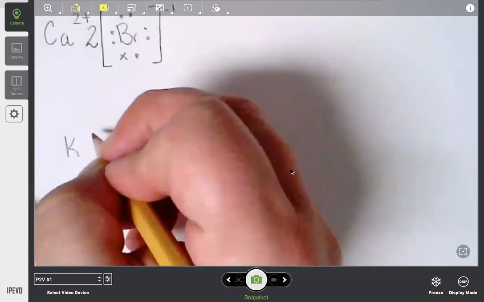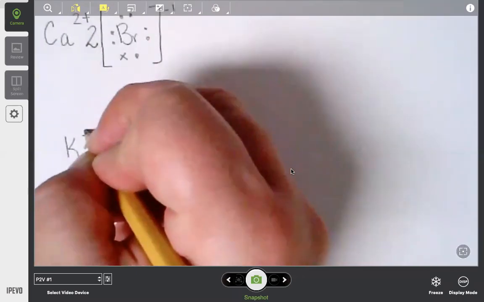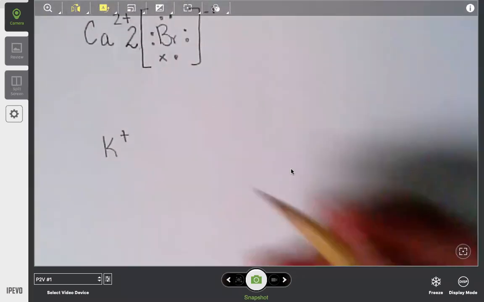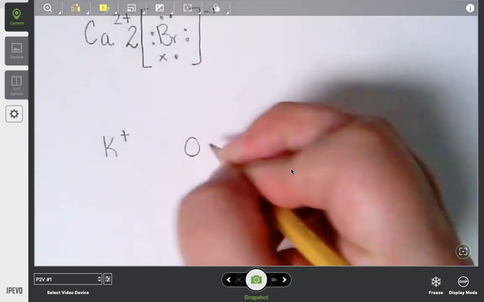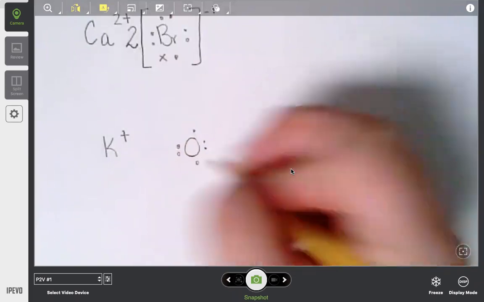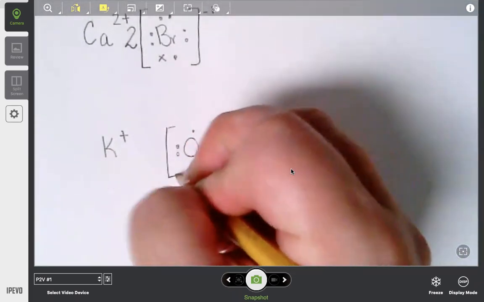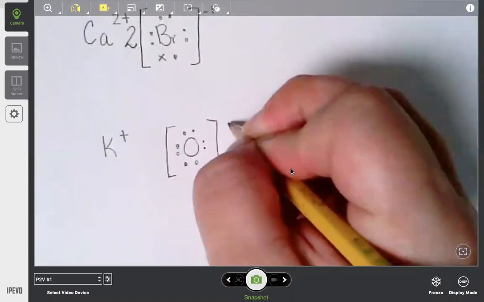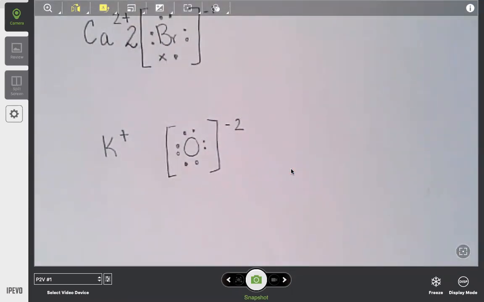So I have potassium. Potassium is a group 1 element, so it is going to form a positive 1 ion. And then I have oxygen, which neutral oxygen has 6 valence electrons. So a stable oxygen would have to gain 2 electrons and be negative 2.